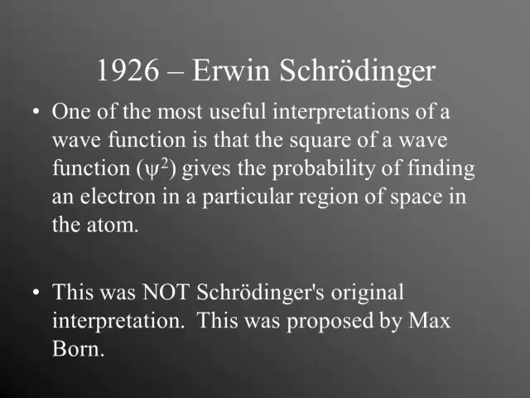In other words, the solution gives you the probability of finding an electron in a particular region of space in the atom. That vocabulary should sound familiar to you. It should remind you of your discussion of orbitals in Chem 1.